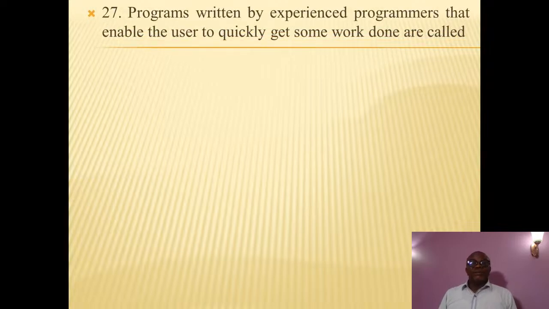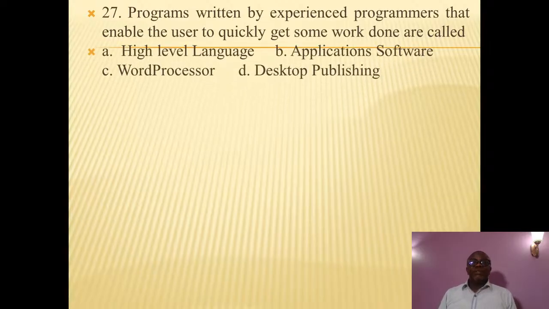So programs written by experienced programmers that enable the user to quickly get some work done are called what? High-level language? Of course, no. Applications software? Yes. Word processor? Word processor is just a component of application software. Likewise, desktop publishing. So our answer becomes B, because the programs written to help you do your work are called applications.